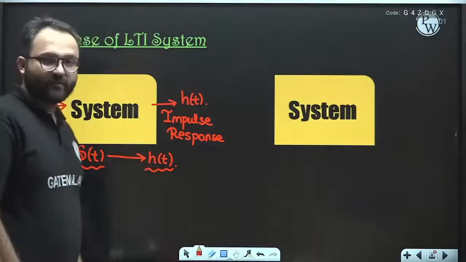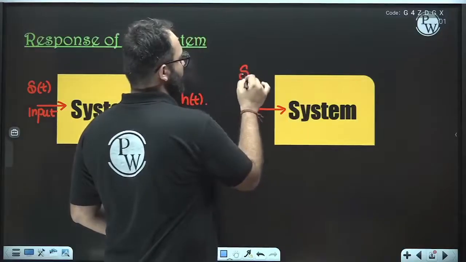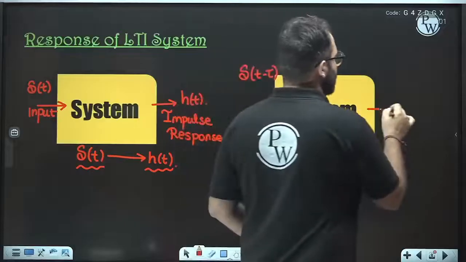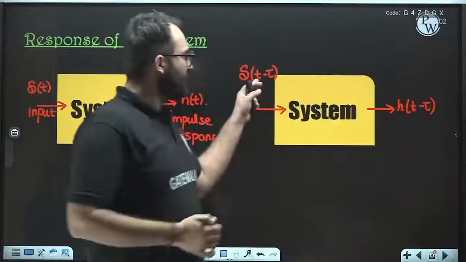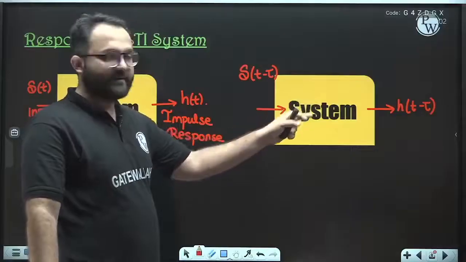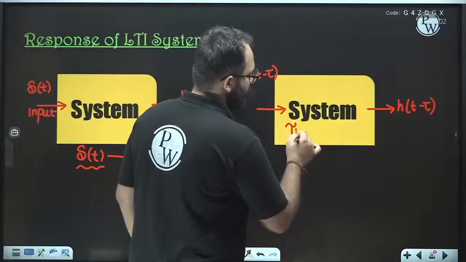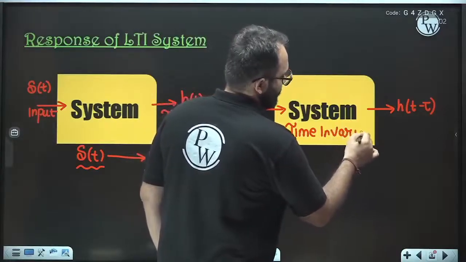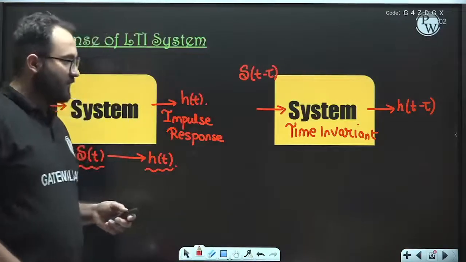Okay, impulse response. Now if we shift the input, if we shift the delta, then obviously the response will also get shifted by the same time. So let us say we shift the delta input by tau. The response will also get shifted by tau. What property have we used here? We have used the property that the system is time invariant. So we got h of t minus tau.